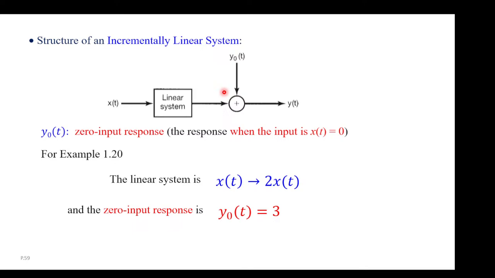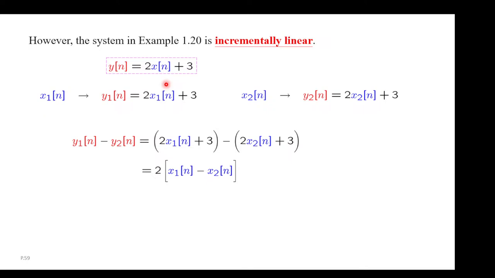For example, in our 2x plus 3 example, the output goes through a linear system, so x of t goes to 2x of t, then you add a zero input response. The idea of zero input response is actually more important, we'll see this later. So you can have a linear part, then add a zero input response. The zero input response is just whatever the output is when the input is zero. So obviously it's this 3 we keep talking about. When your input is zero, the output is 3.